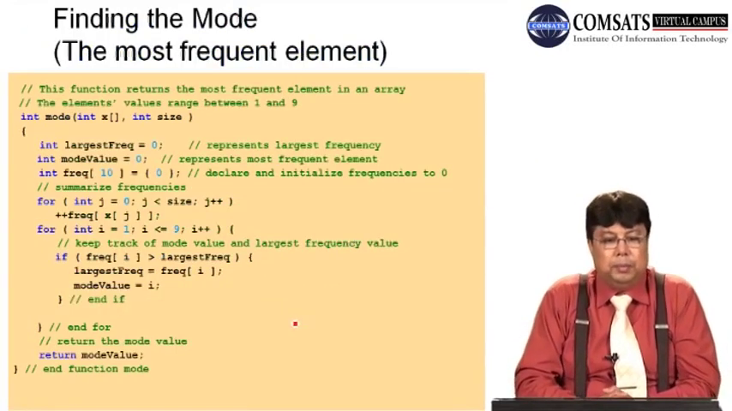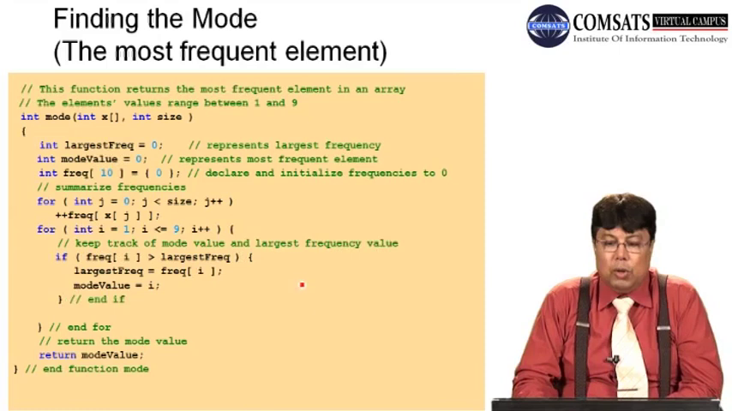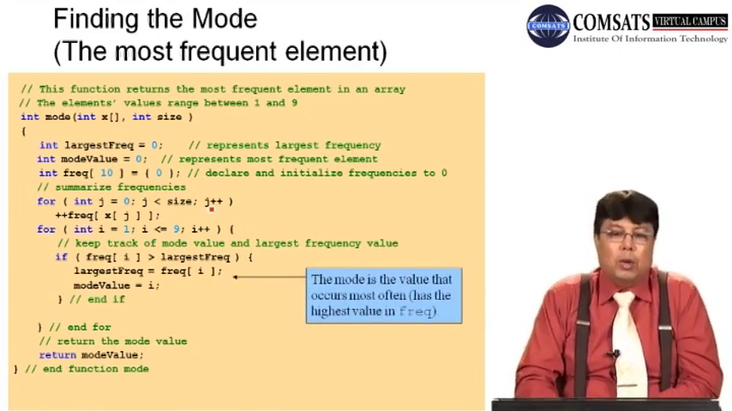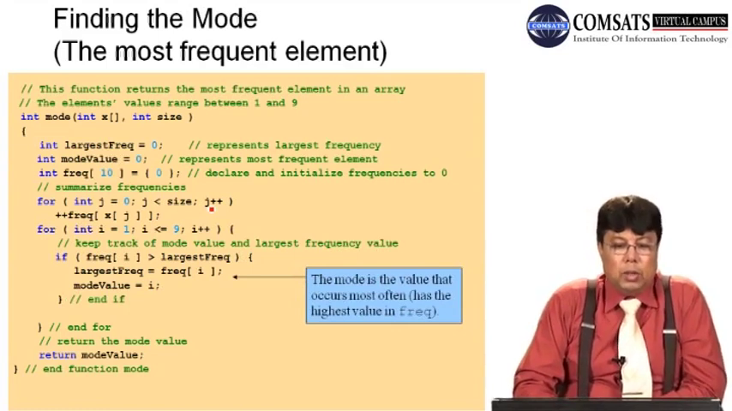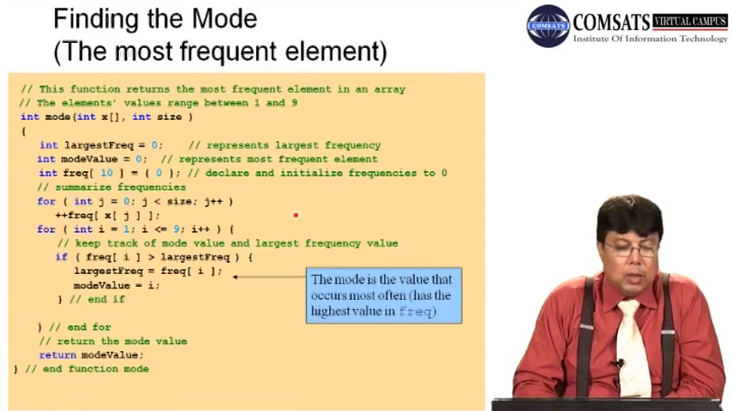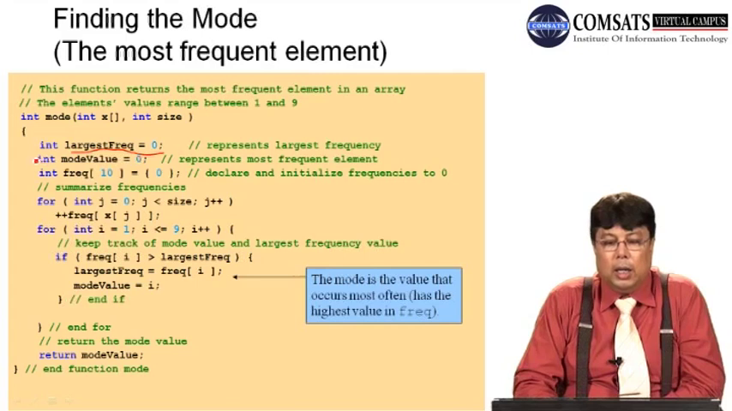Finding the mod. So basically वो जो हमने इससे पहले एक example की थी, I would like to use the same example. In this example we need to find out the mod. So how can we find out the mod here? Let us go step by step. First of all, we have declared the largest frequency. Initially we initialize it to 0, then we compute the most frequent element.